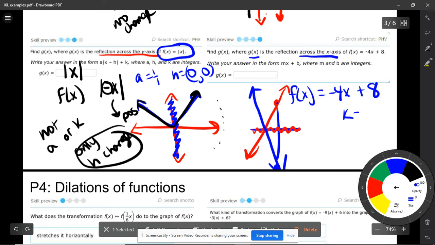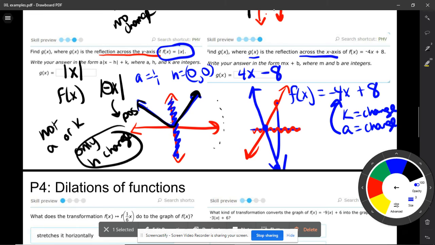So my k changed, and my h didn't, but my slope did. So my answer is going to be 4x minus 8. My a is -4 there. Since it flipped, my slope was a negative. Now it's a positive. So what we're going to do is flip it.